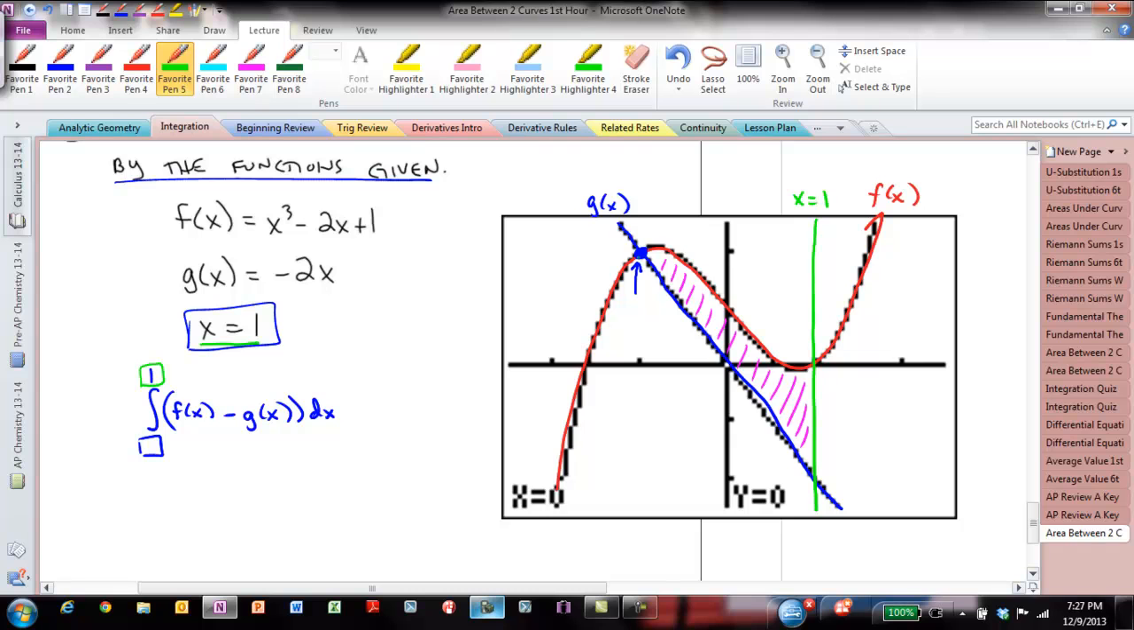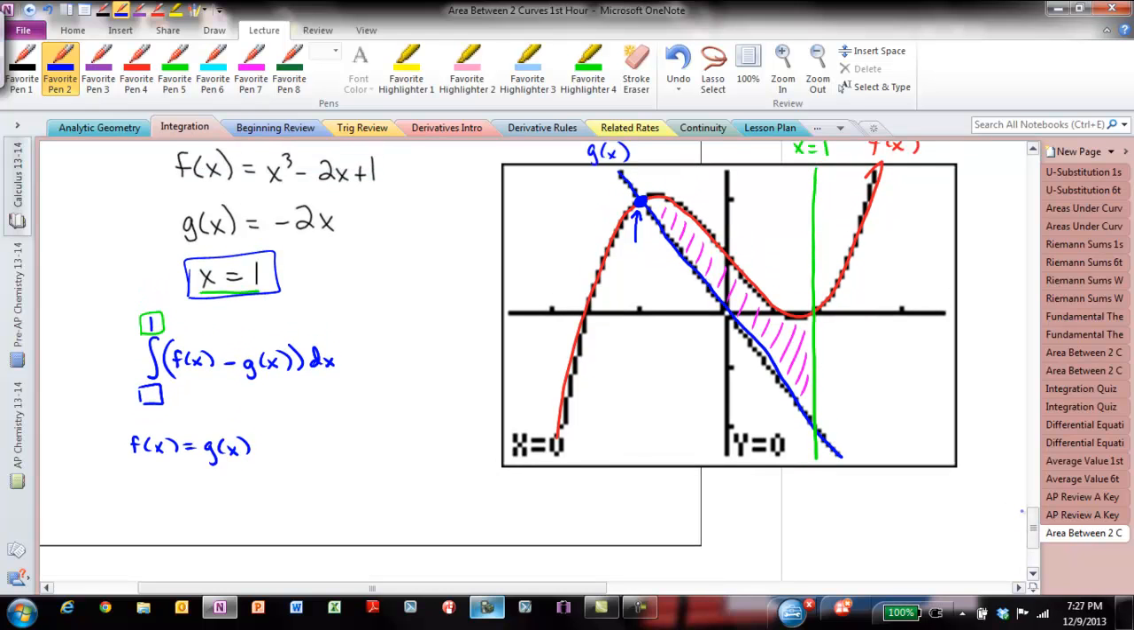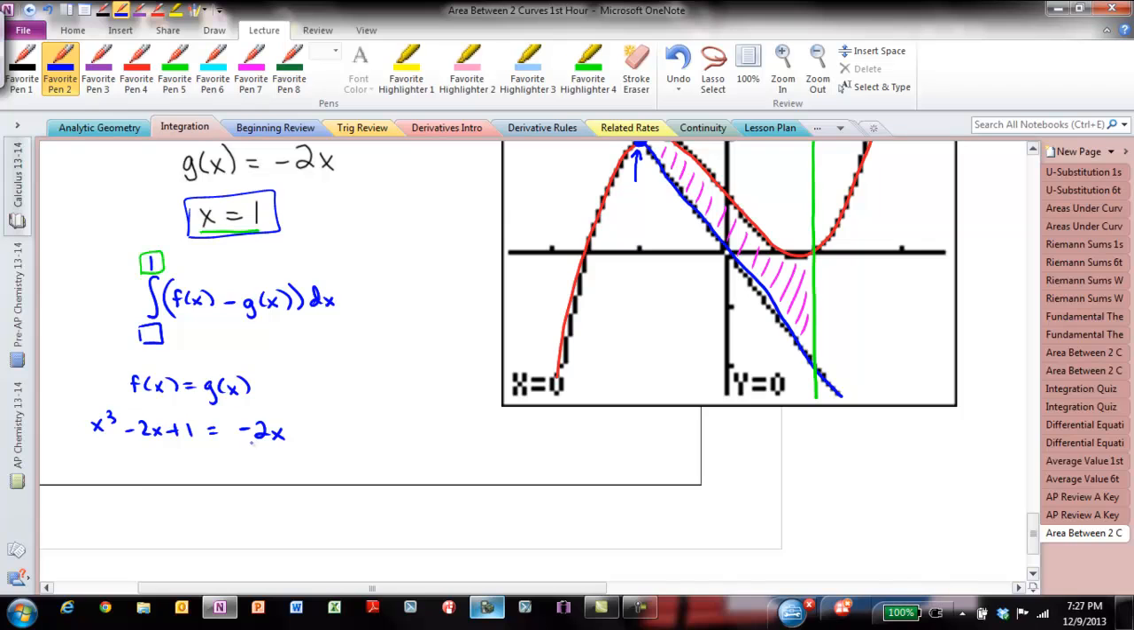Well, what happens there is that f of x and g of x cross. And so we're going to do the same thing that we did before. We're going to set f of x equal to g of x and find that number. So we're going to set x cubed minus 2x plus 1 equal to negative 2x. Okay, and so we're going to subtract the g of x over. So if we subtract that over, we're really ending up adding it because we're subtracting a negative. So we get x cubed plus 1 equals 0. So x cubed equals negative 1, x equals negative 1.